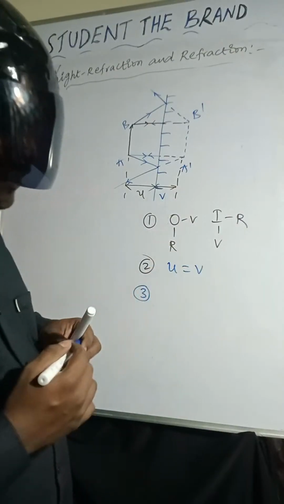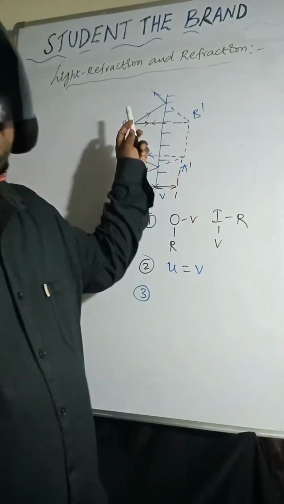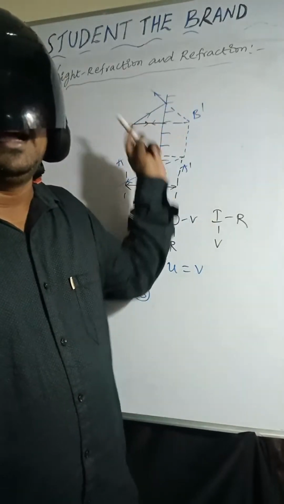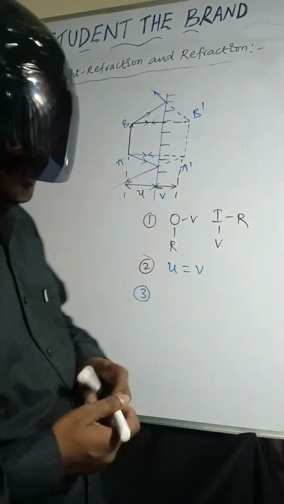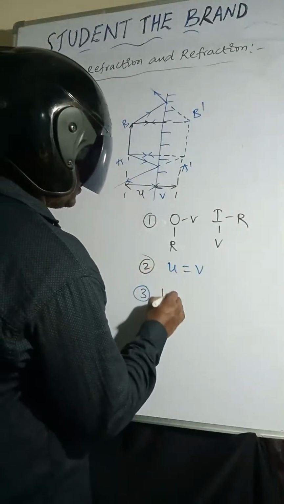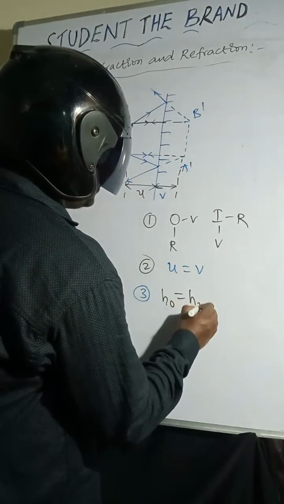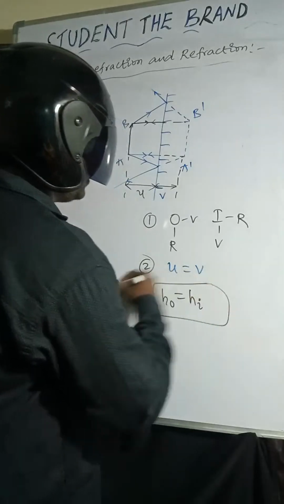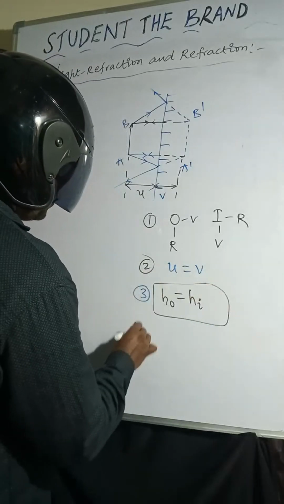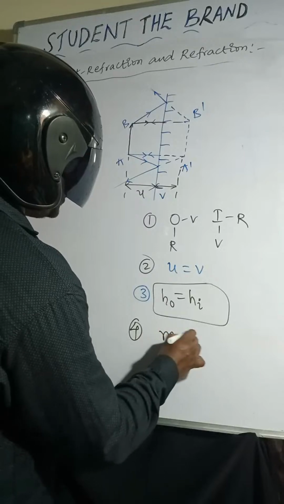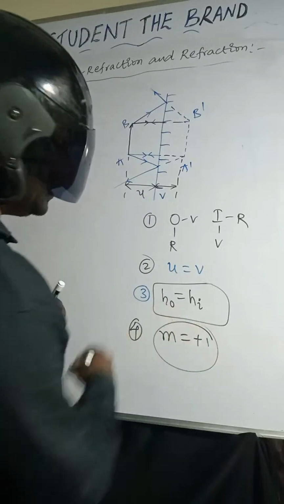Coming to the third one, height of the object is equal to height of the image. I hope it is very clear. Next one, the fourth one. So magnification is plus 1.